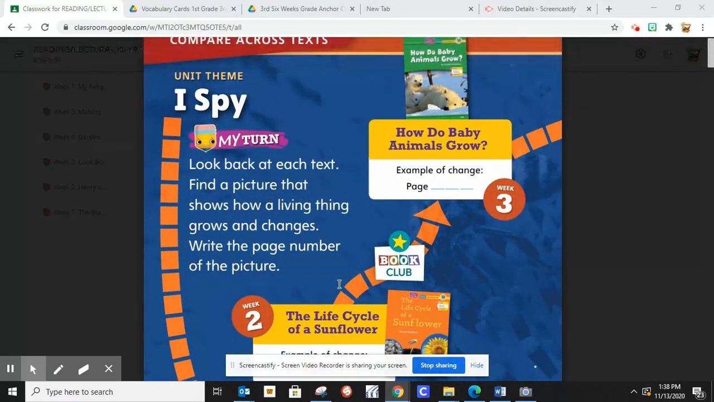And it says, look at each text. Find a picture that shows a living thing, grows and changes. Write the page number of the picture. So, boys and girls, we are going to find a picture that shows a living thing. First of all, what is a living thing? A living thing is something that needs water and needs food. It grows and it reproduces. Remember when we talked about the frog and how they grow, how they're living things, the baby animals, the sunflower, it's also a living thing, and of course people, right?